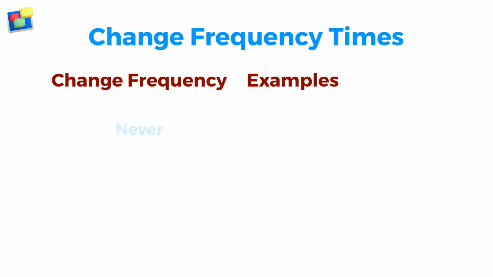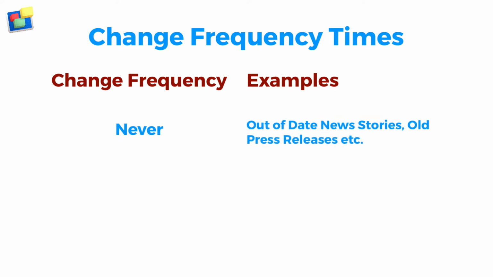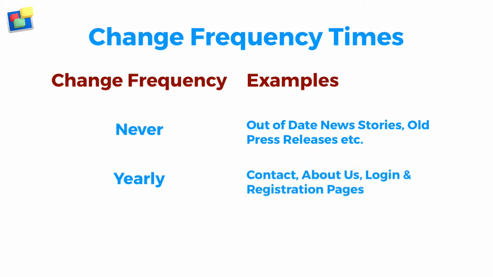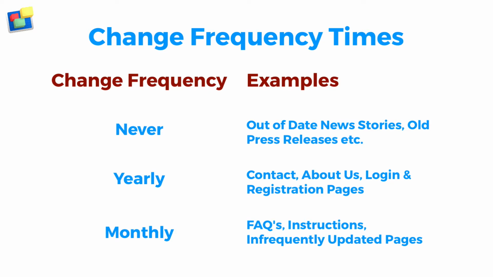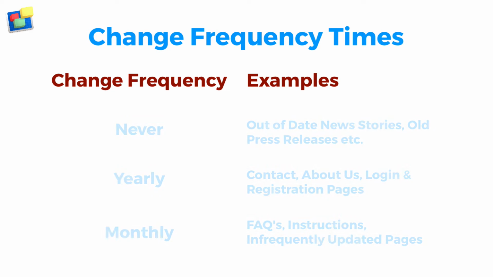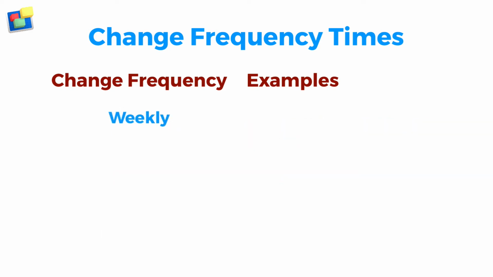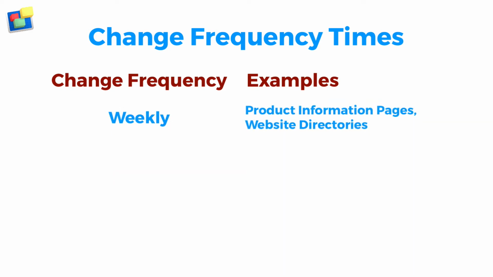For example, never is used for pages that contain out-of-date news stories, old press releases, and so on. Yearly is used for contact, about us, login, and registration type pages. Monthly is used for FAQs, instructions, and infrequently updated articles. Weekly should be used for pages such as product information pages and website directories.